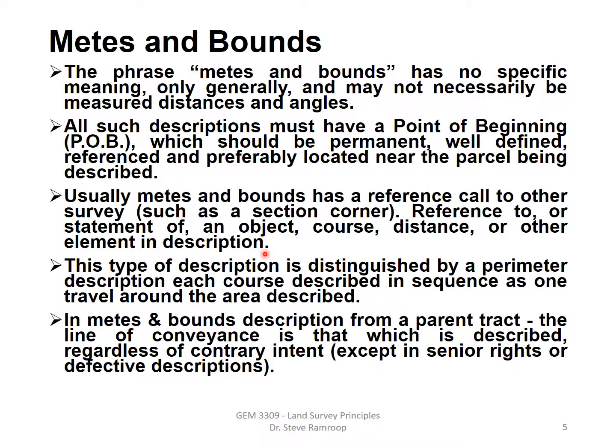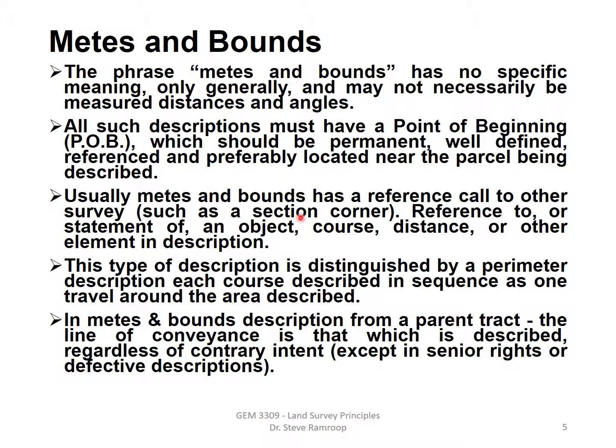Let's go into a bit more detail on the different types of description. For metes and bounds description, the phrase metes and bounds has no specific meaning, only generally, and may not necessarily be measured distances and angles. All such descriptions must have a point of beginning, where the survey started, which should be permanent. It must be a permanent, well-defined reference location on the ground, and preferably located near the parcel being described.